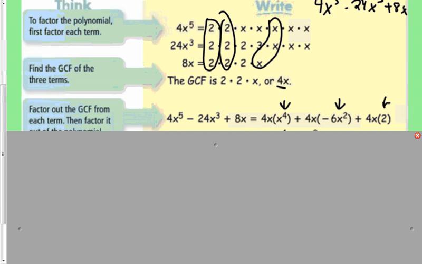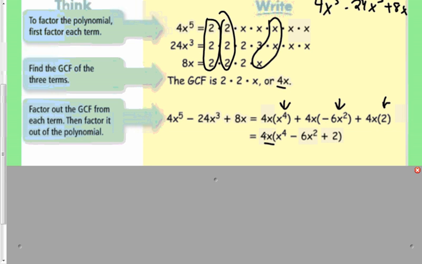So when you pull that out of each one, you put that in front of the parentheses, like we have right here, and the rest that's remaining, which we just found, x to the fourth minus 6x squared plus 2, is what's left inside of the parentheses.